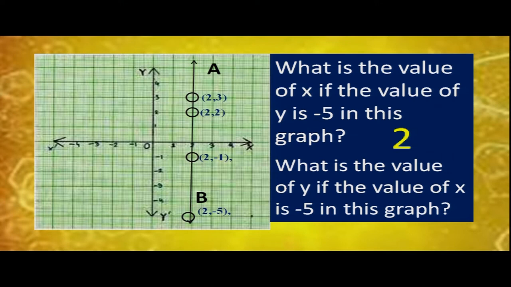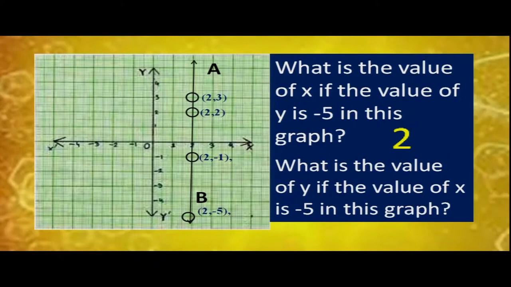Read the question carefully. What is the value of y if the value of x is -5 in this graph? As you learned, in this graph the value of x will always be 2, so it is not possible to have the value of x as -5 in this graph. So as x is not possible, no such y is also possible.